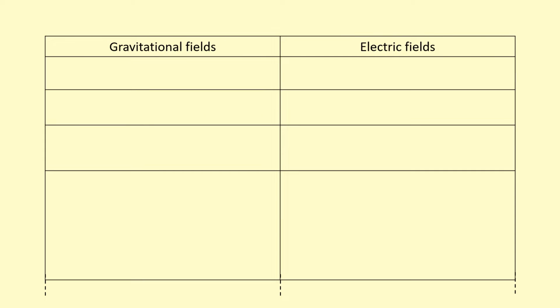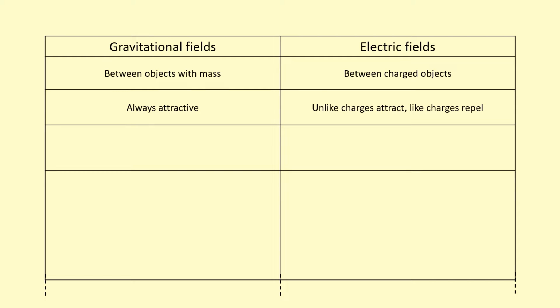We're going to compare gravitational fields and electric fields. Firstly, gravity acts on objects with mass, while electric field acts on objects with charge. And gravity is always attractive, while electric fields can be attractive or repulsive. So if it's unlike charges, like positive and negative, then it would attract, while if it's like charges, like positive and positive or negative and negative, it would repel.